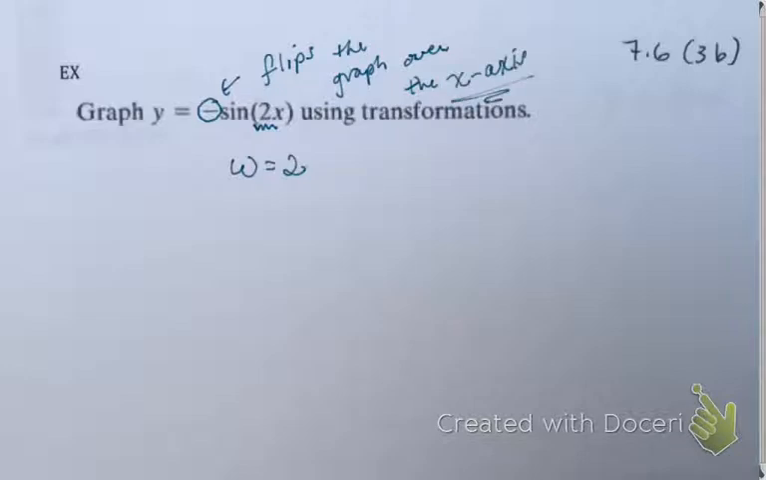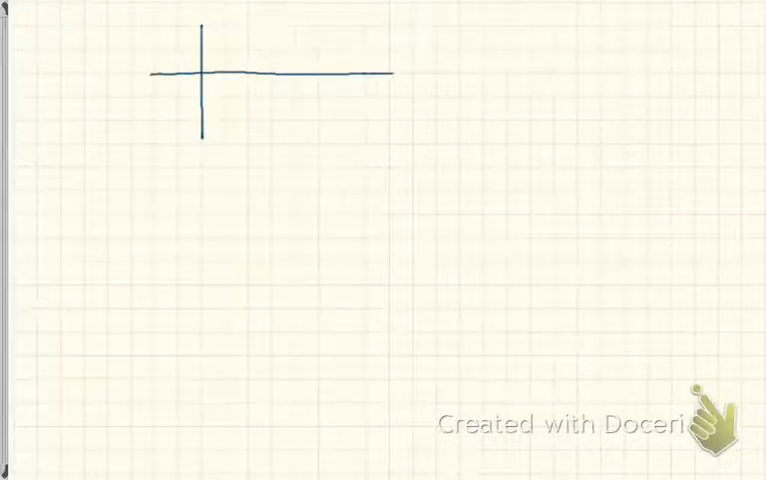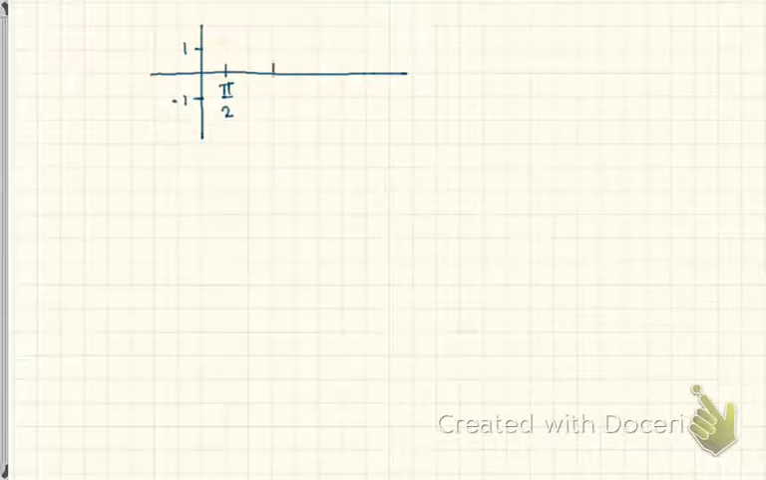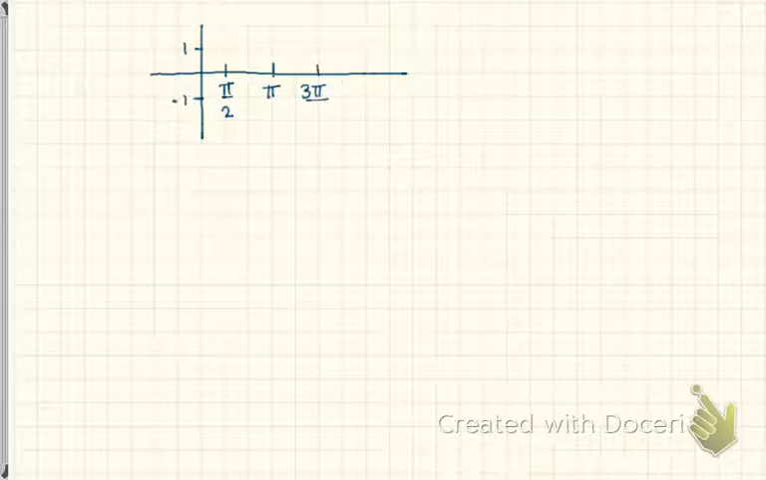Let's see what this all looks like. To do this problem, first things first, draw the regular graph of sine of x, just so we know what it looks like. Here's -1, here's 1. The 4 key points are pi over 2, pi, 3 pi over 2, and 2 pi.